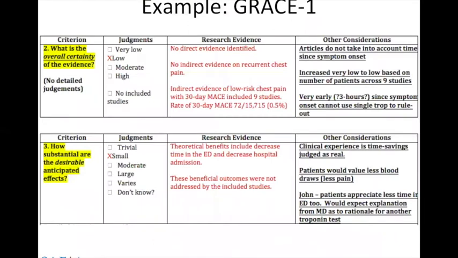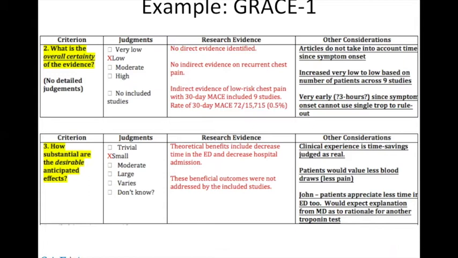So in GRACE 1, the overall certainty of the evidence was low. The comments here were that there was no direct evidence identified, no indirect evidence on recurrent chest pain, and the indirect evidence on low-risk chest pain with 30-day MACE was 9 studies with quite a low event rate, 0.5%. And other ideas that were shared in the box were articles don't take into account the time since symptom onset, very low prevalence of outcomes in these studies anyway, so it's probably hard to know how to chip into that further. Very early onset, i.e. 3 hours or less since symptom onset, you can't use a single troponin to rule it out. So those are the comments made by that group for that question.